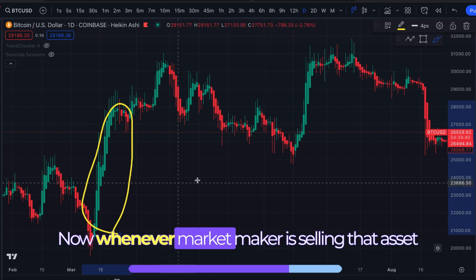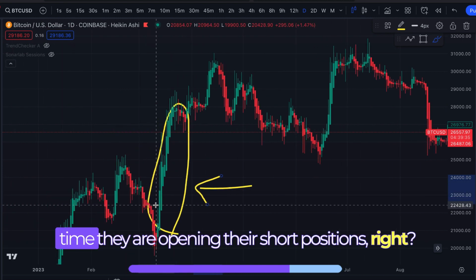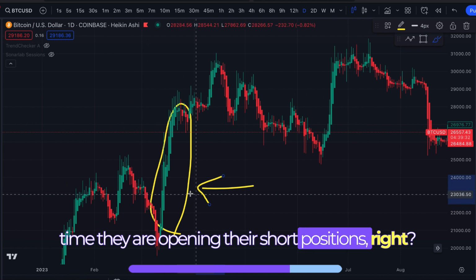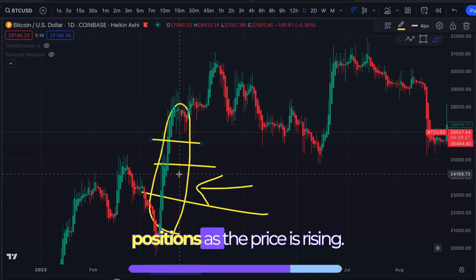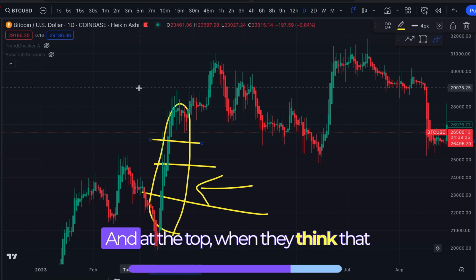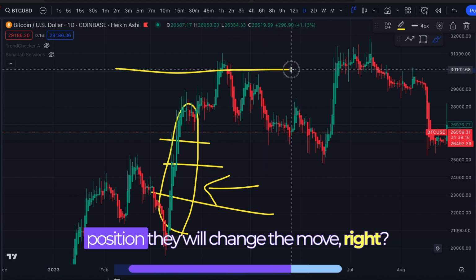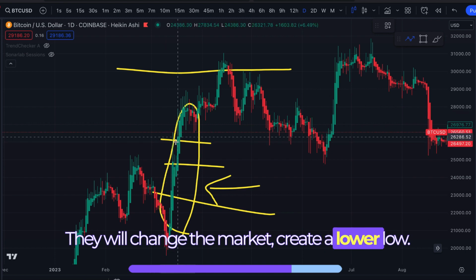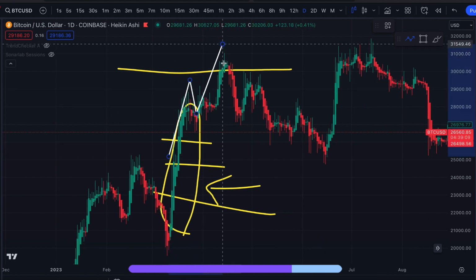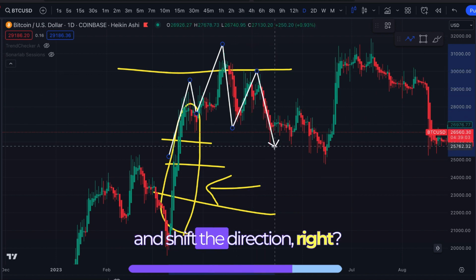Now whenever a market maker is selling that asset for retail people to buy, at the same time they are opening their short positions, right? So they are opening their short positions as the price is rising, and at the top, when they think that enough people are already trapped in a long position, they will change the move, right? They will change the market, create a lower low, and shift the direction, right?